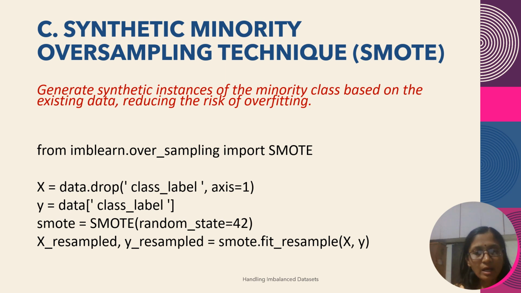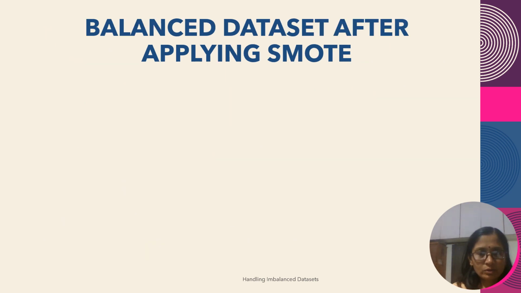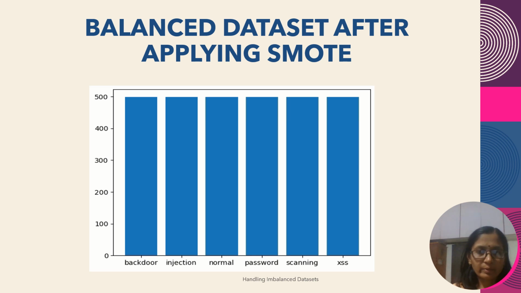And if I run this I can get the data set, which is the balanced data set, with the records generated using the SMOTE technique. This is a sample of the balanced data set after applying SMOTE. You can see that we have the same number of records for all the classes after applying the SMOTE technique.